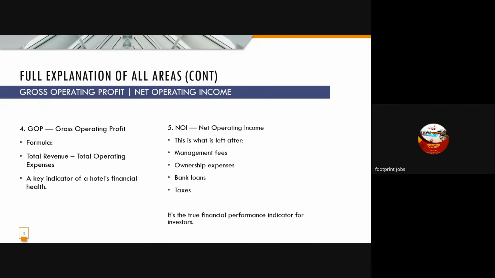Now, for net operating income, we say here that this is the true financial performance indicator for investors. This is where investors know if the hotel is actually generating enough money or not. But this is where you play a very pivotal role. As a manager, one of the things you must learn to do or help the owners do is ensure that your total operating expenses are at the barest minimum. So this is where you cut costs, but ensure that the quality of service does not drop as a result of cutting costs.